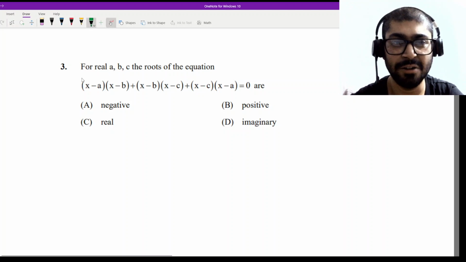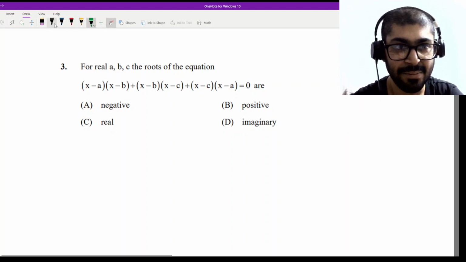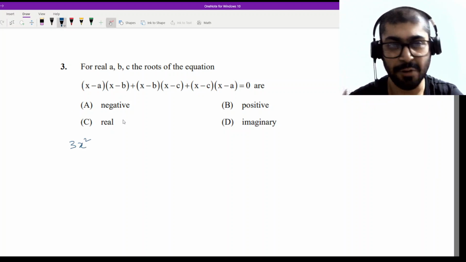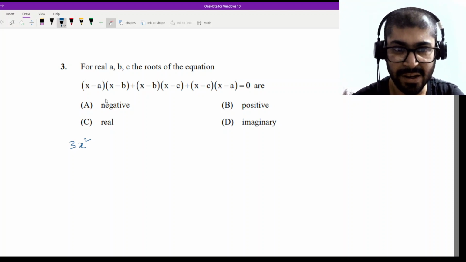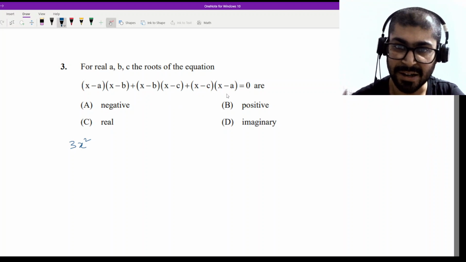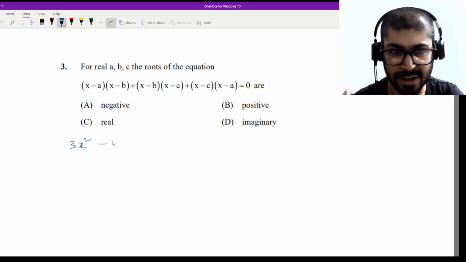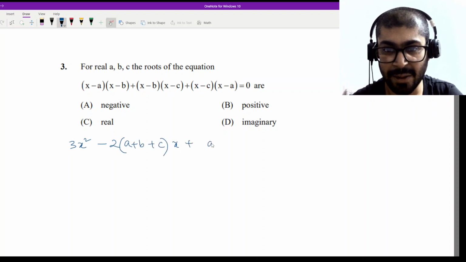The quadratic equation here will be, you can see that I have x square from each of the different terms, and I'll be just ending up with 3x squared here, right? And then what will be the middle terms? It will be, from here I'll have minus a plus b, then I'll have minus b plus c, then I'll have minus of c plus a. So I can take minus 2 common and I'll have a plus b plus c inside, x, and then last term will be ab plus bc plus ca, right? This will be equal to 0.